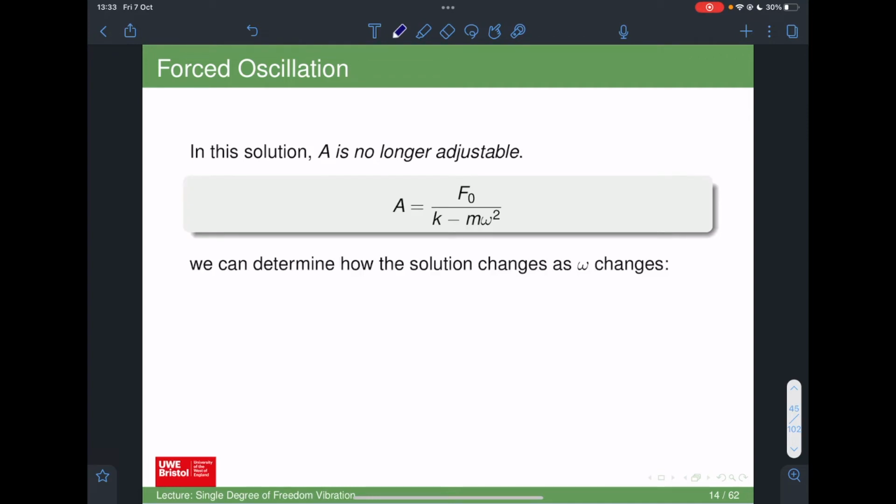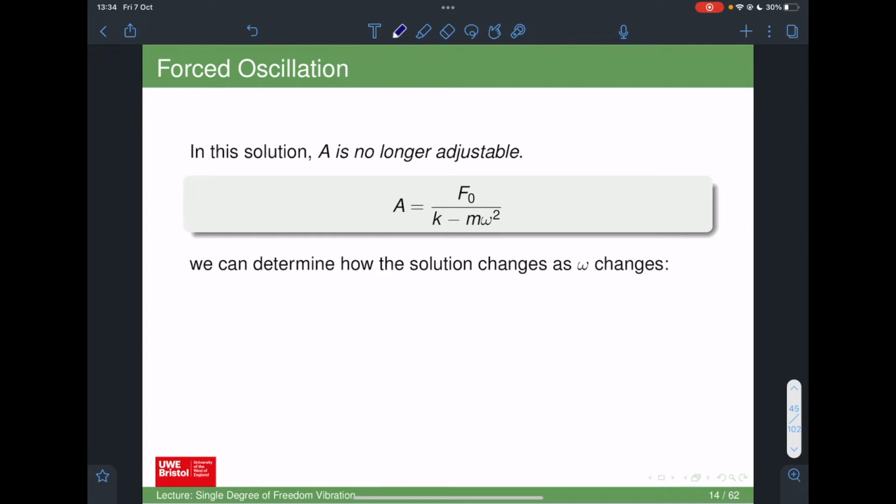And we can also look at what happens to this as omega changes. What happens to A when omega changes? Let's play with some of the numbers. So when this number becomes very small, this approaches 0, A is going to be F0 divided by K. F0 divided by K, which is a constant.